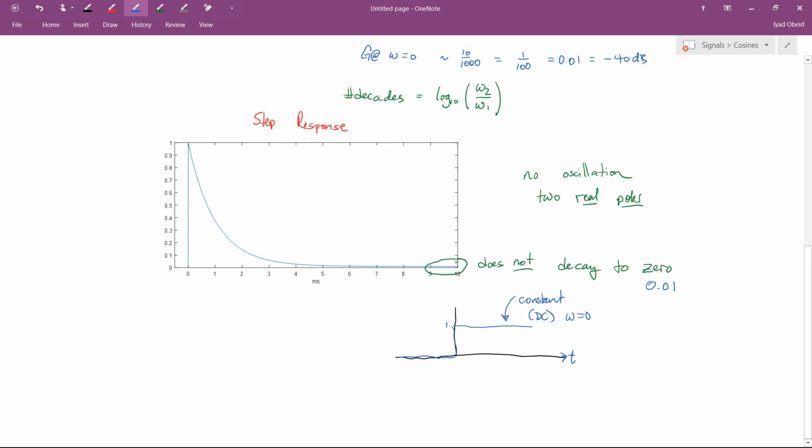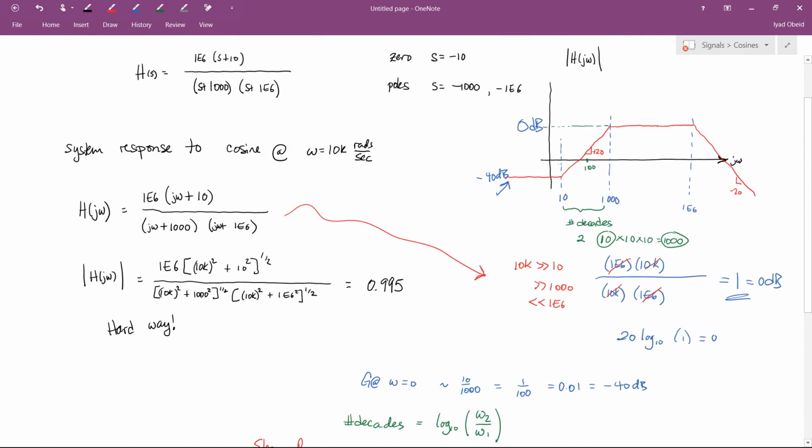Alright, in the next few videos we'll continue with our investigation of poles and zeros, and we'll try to work out in a little bit more detail what poles and zeros tell us.